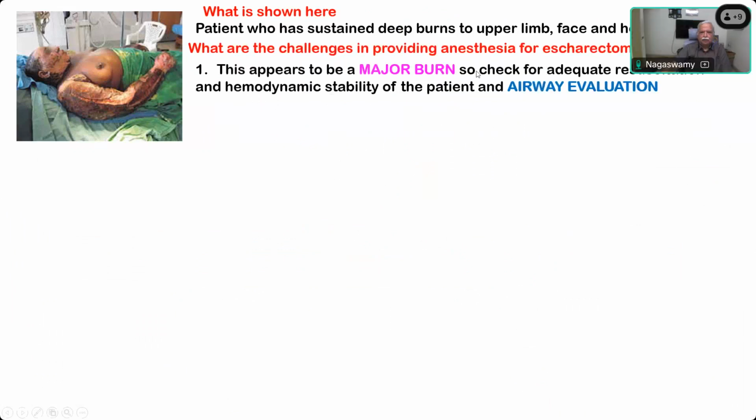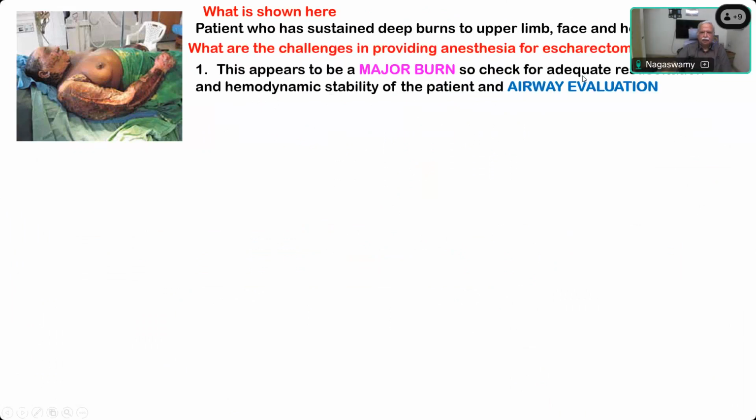What are the challenges in providing anesthesia for fasciotomy in this patient? There will be bleeding and major fluid shifts, sir. So IV access is difficult. Well, what about the airway? The neck, everything, the face. Can you ventilate this patient in a normal way? Difficult mask ventilation. So this appears to be a major burn.